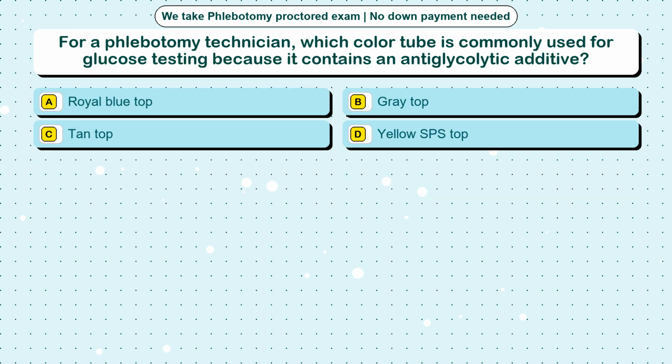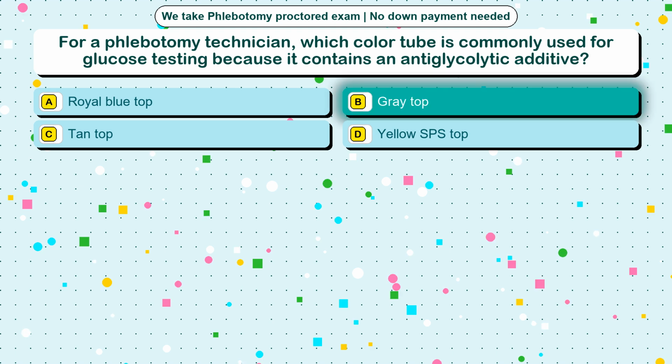Question 50. For a phlebotomy technician, which color tube is commonly used for glucose testing because it contains an antiglycolytic additive? Option A, royal blue top. Option B, gray top. Option C, tan top. Option D, yellow SPS top.